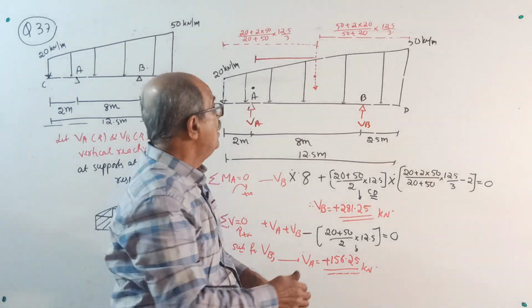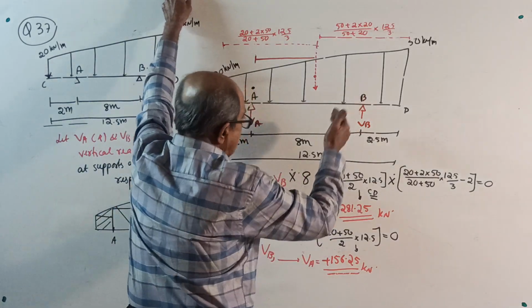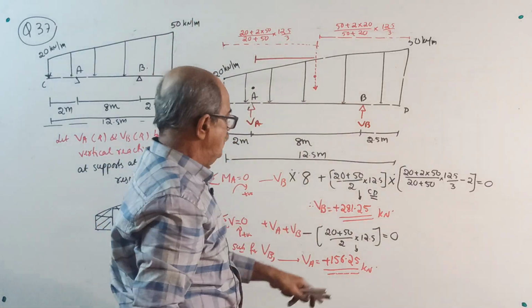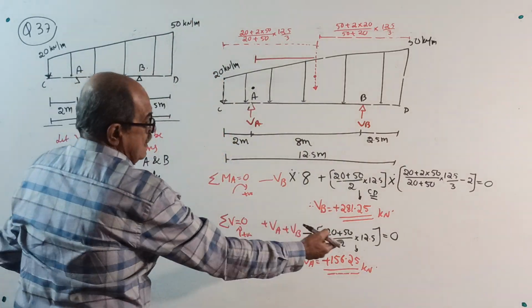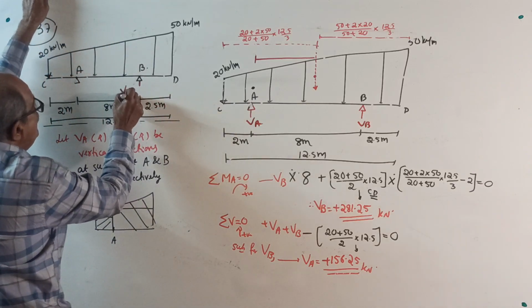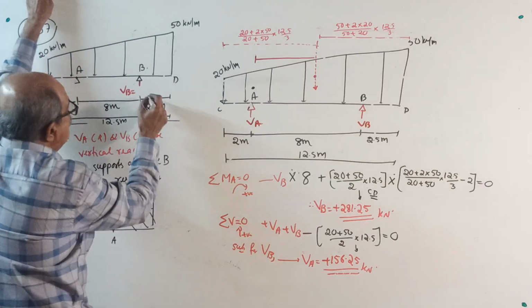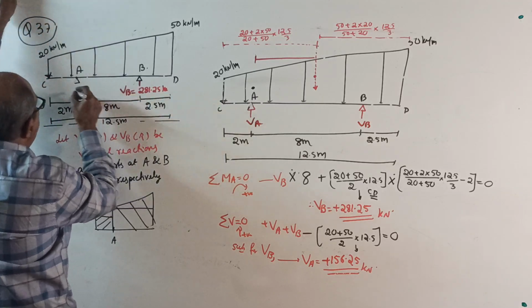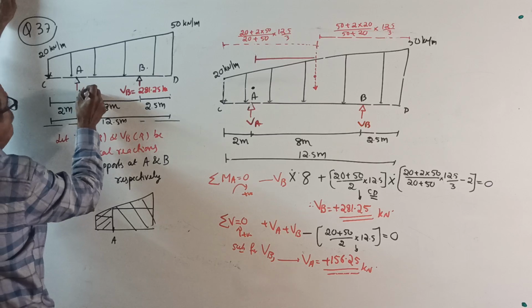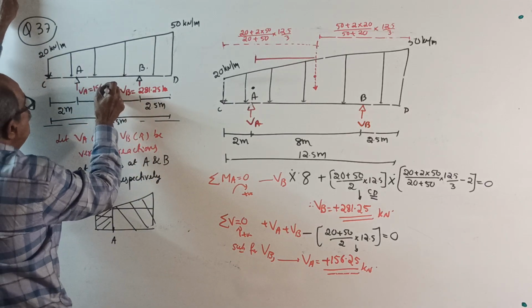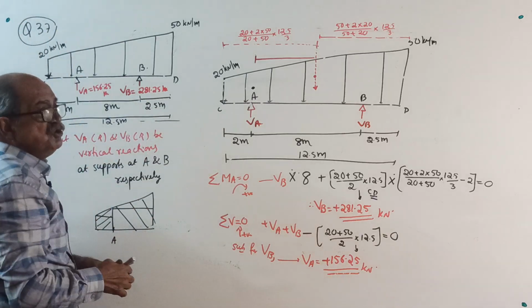Sigma V equals 0: VA plus VB equals total load, (20 plus 50) divided by 2, into 12.5. You get VA. Then write the diagram once again and enter the answer: VB equal to 281.25 kilonewton and VA equal to, both are positive, 156.25 kilonewton. Enter the answer. Solution is over.